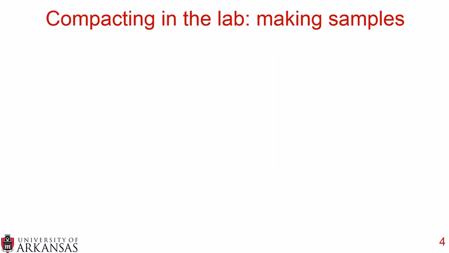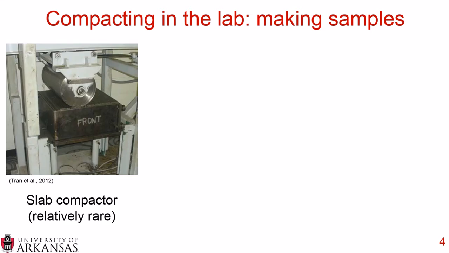Well, we need to make our samples, and there are 3 different methods that can be used to make samples. First is a slab compactor, and while some feel that this is the most representative way to make an asphalt concrete sample in the lab, it is relatively rare. The equipment is usually a little more expensive, and you end up getting a relatively large rectangular specimen that you then need to cut in some way, either into cylindrical shapes or smaller square or prism type shapes.